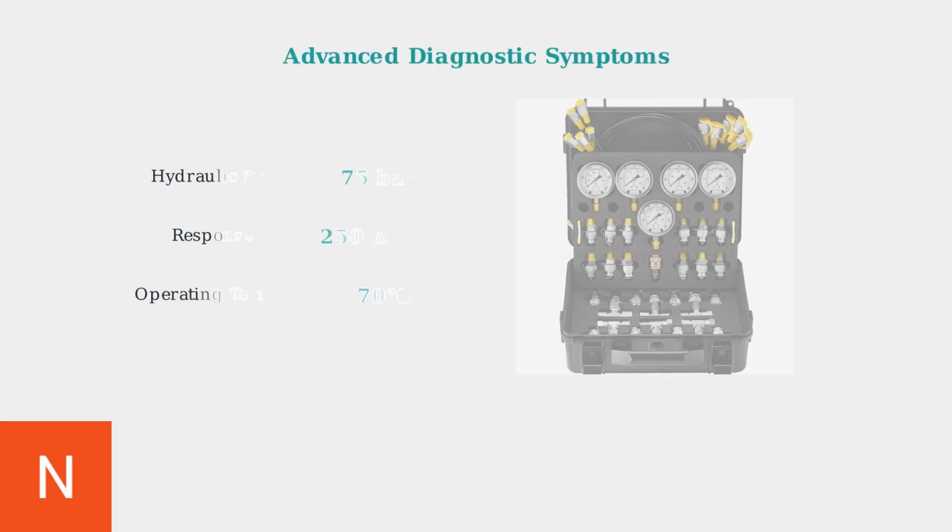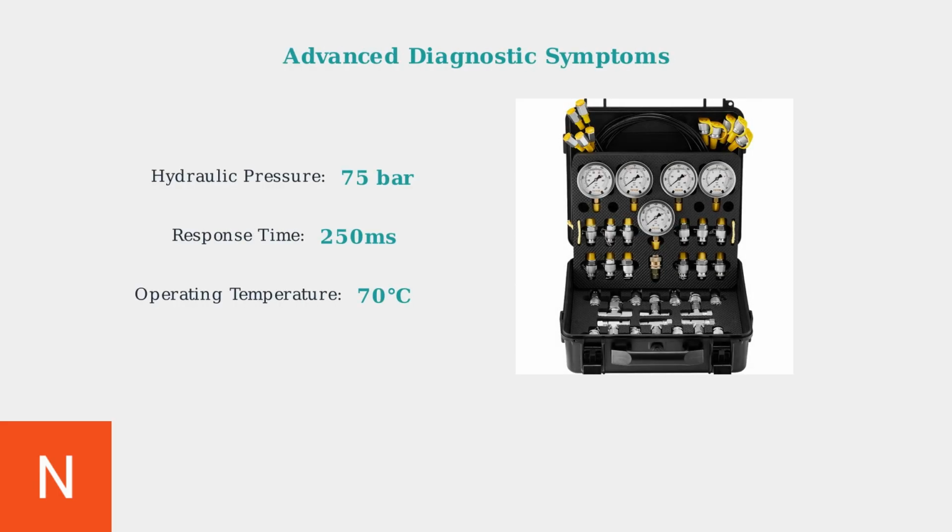Advanced diagnostic testing reveals specific measurable symptoms. Normal hydraulic pressure should be between 60 to 80 bar, but failing actuators show pressure loss below 40 bar. Response time delays exceeding 500 milliseconds and operating temperatures above 85 degrees Celsius indicate actuator failure. Watch as these values change from normal to failure conditions.